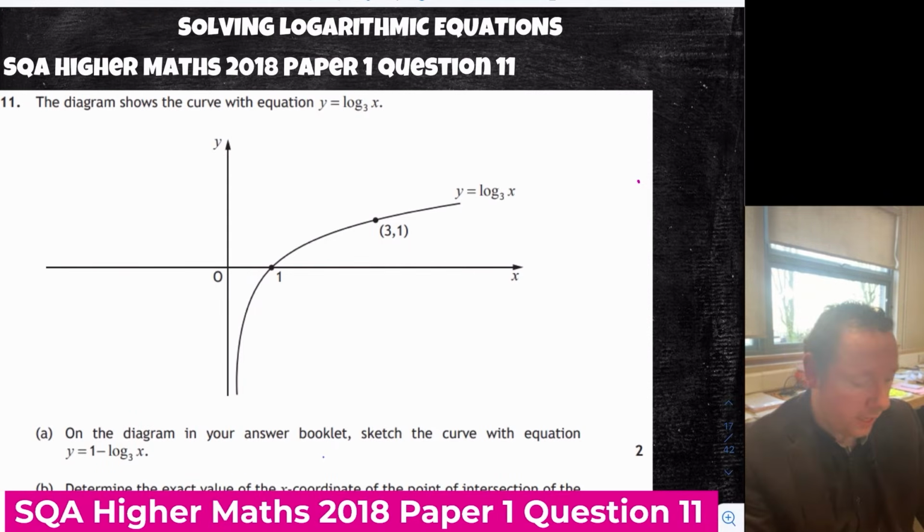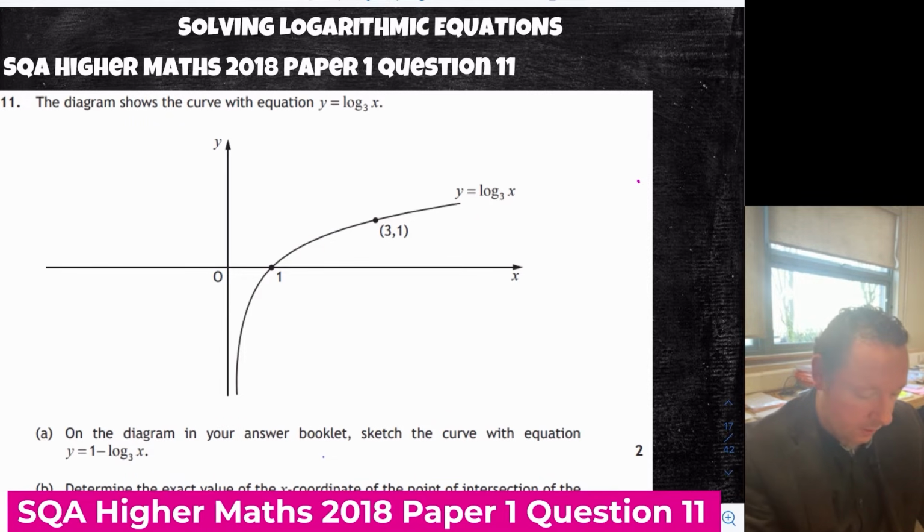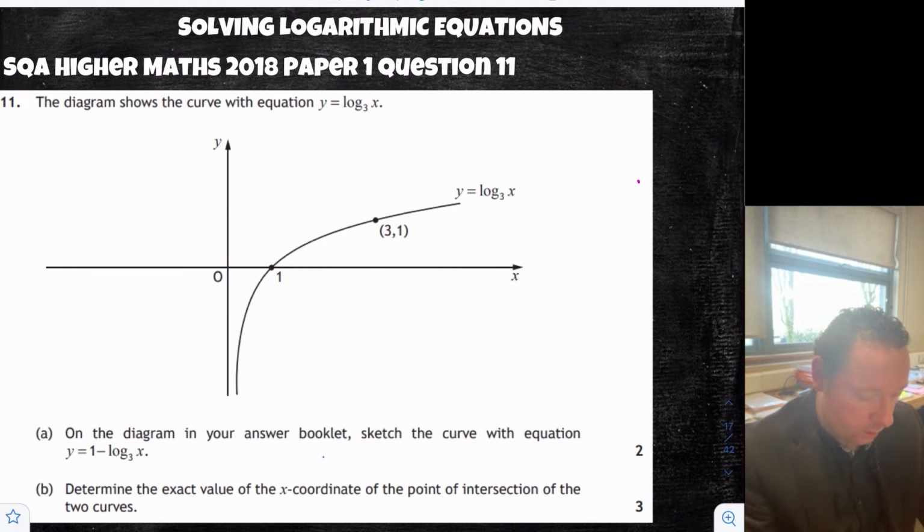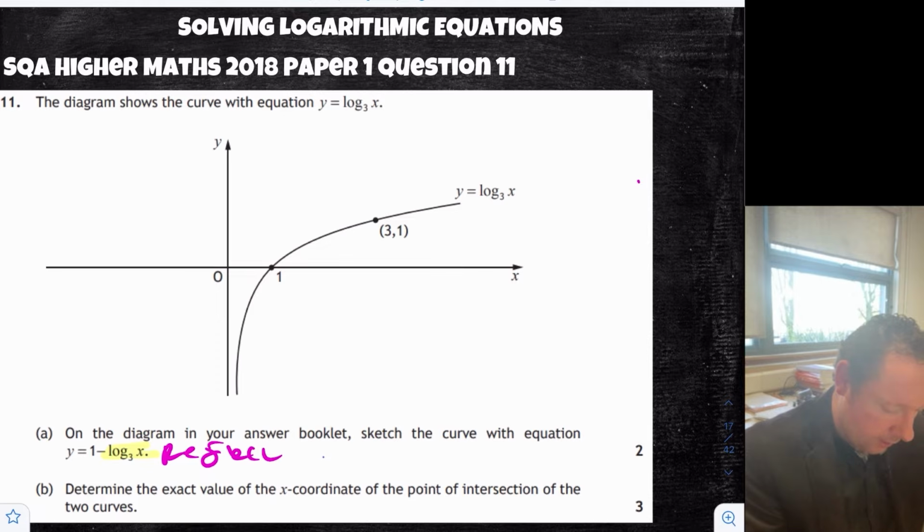Solving logarithmic equations, SQA Higher Maths 18, paper 1, question 11. The diagram shows log 3x. On the diagram in the answer book, sketch the curve of equation 1 minus log 3x, and then find the point of intersection between the curves, which will be solved with logarithmic equations. So 1 minus log 3x, the minus part here tells me to reflect in the x-axis, and then the 1 part tells me to then move up by 1.